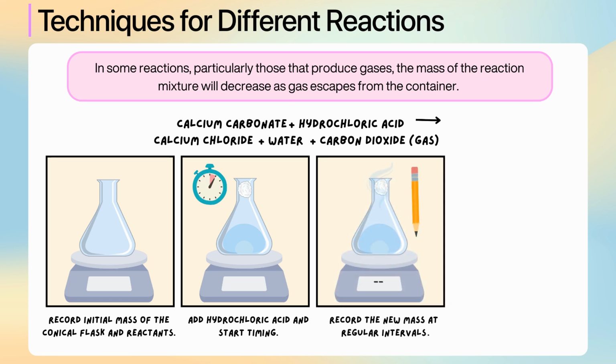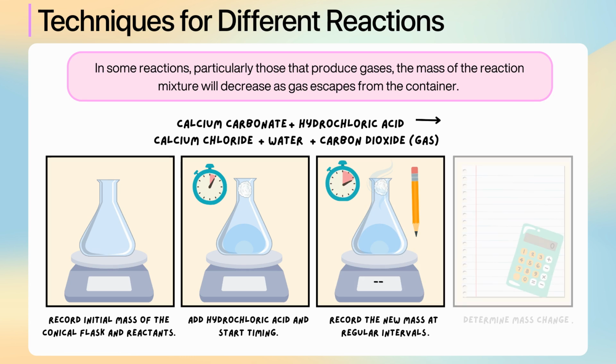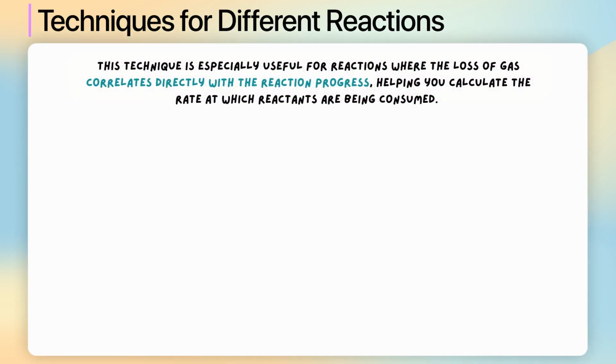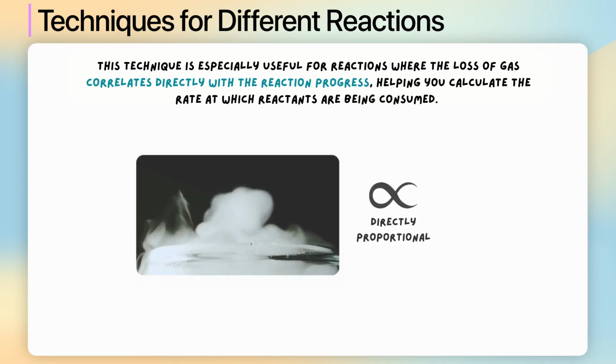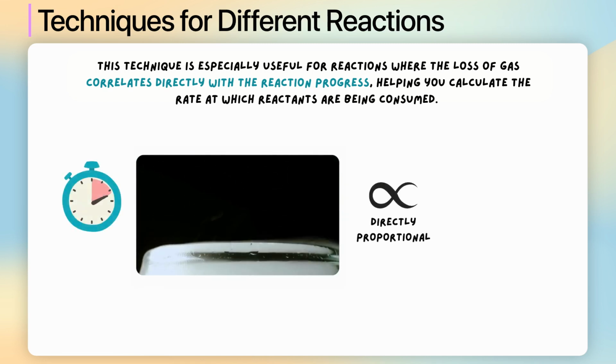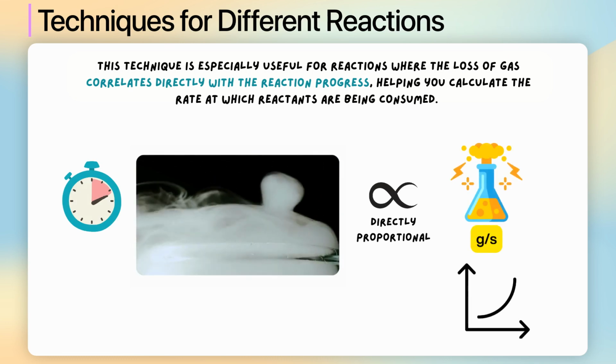Record the new mass every few seconds or at regular intervals, for example, every 10 to 15 seconds. To determine the mass change, subtract each measured mass from the initial mass. This gives the mass of the gas that has escaped. This technique is especially useful for reactions where the loss of gas correlates directly with the reaction progress, helping you calculate the rate at which reactants are being consumed.